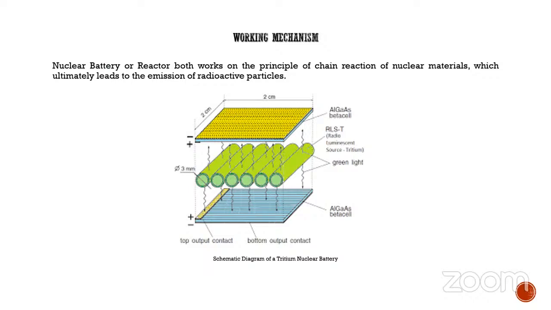Now, how does the nuclear battery work, or what is the working mechanism? So, the nuclear battery or the reactor both work on the principle of chain reaction of nuclear materials, which ultimately leads to the emission of radioactive particles. In a nuclear reactor, there are nuclear fuels which act as a source of energy. So the reactor works on the principle of chain reaction of nuclear materials.